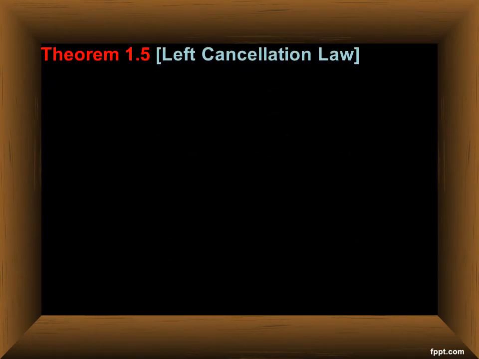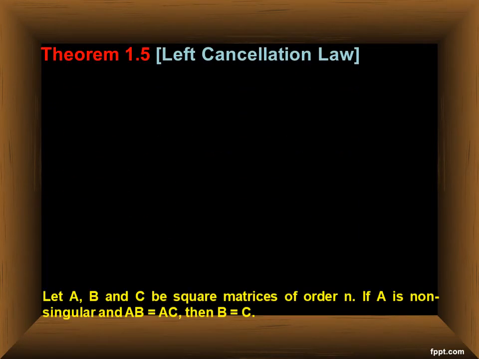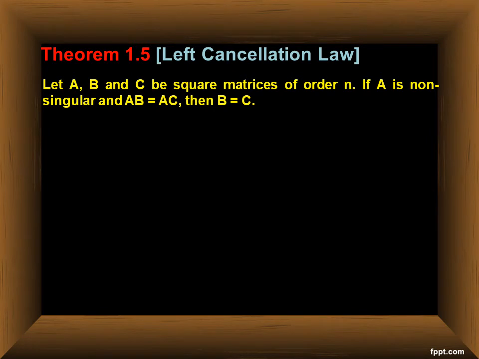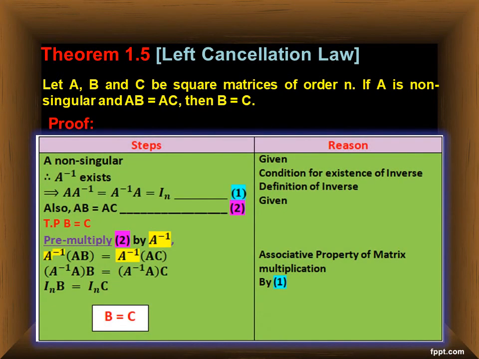Theorem 1.5, left cancellation law. Let A, B and C be square matrices of order n. If A is non-singular and AB equals AC, then B equals C. Let's see the proof. Given A is non-singular, therefore A inverse exists. This is the condition for existence of inverse.